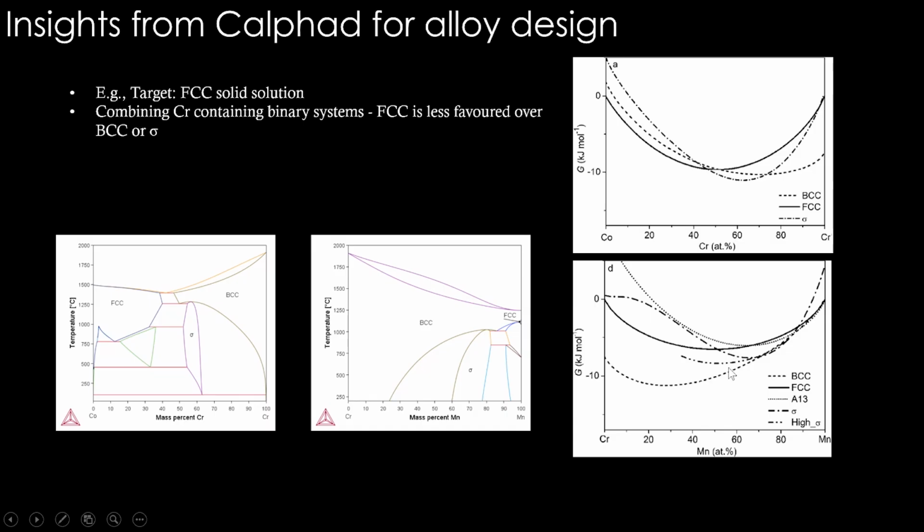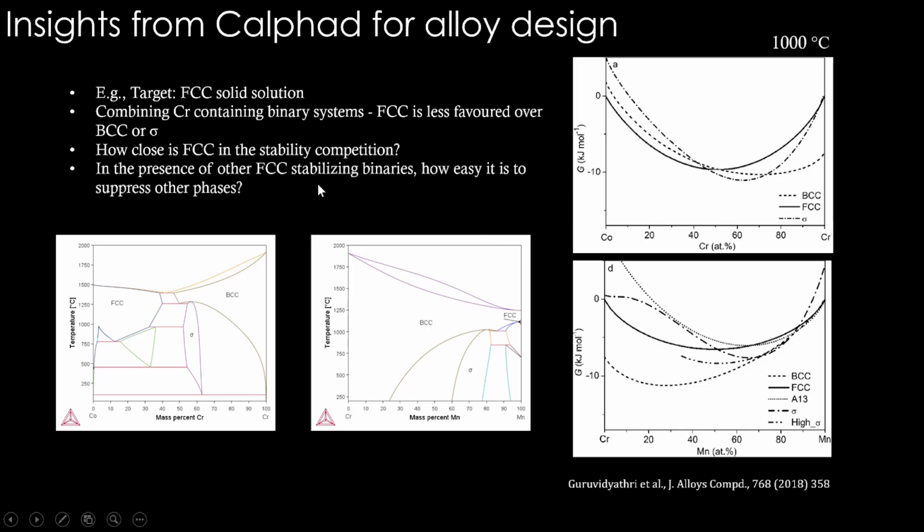But the distance, if you see from here to here, it is only minus 2 or 3 kilojoules. Here also it is possibly minus 1 or 2 kilojoules. So in that way FCC is very closely competing with BCC. This is an important idea. That is asking how close is FCC in the stability competition.